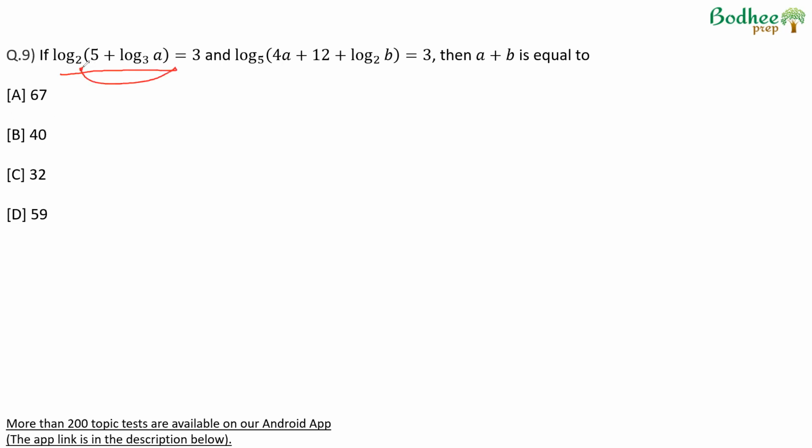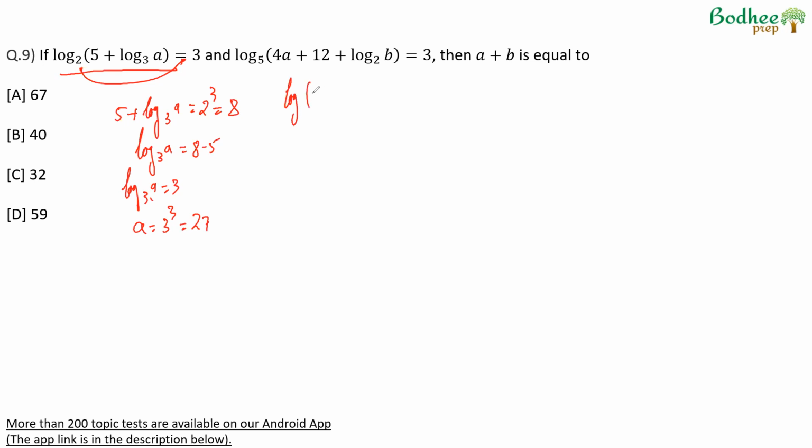We can say 2 raised to power 3 equals 5 plus, by definition, log of a to the base 3, which is equal to 2 cubed, which is 8. Subtracting 5 from both sides, log of a to the base 3 will come out to 8 minus 5, which means log of a to the base 3 is equal to 3, which means a is 3 to the power 3, which is 27.